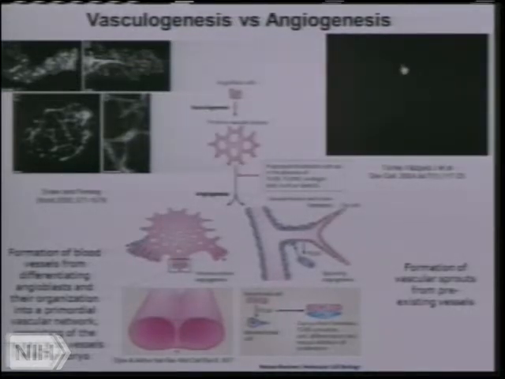A different process is vasculogenesis, which is also the formation of vasculature, but in this case from undifferentiated angioblasts. Both of these processes are very important, very prominent during embryo development. Angiogenesis also occurs in adult organisms. There are scarce reports of vasculogenesis also occurring in adults, but it's not as prominent as angiogenesis. So, formation of vasculature from pre-existing vessels.